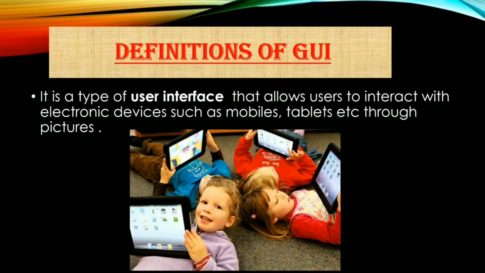Now, the definition of GUI. It is a type of user interface that allows users to interact with electronic devices such as mobiles, tablets, etc. through pictures. Suppose, children, you have to work on a computer which has no images, no colors, and only lines are given over there. Will it be easy for you to understand the computer? No, it will not be easy. So images help us to understand what we are doing in the computer system. That's why nowadays GUIs are very useful.